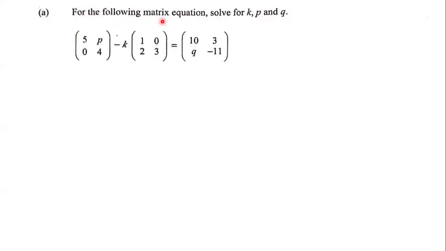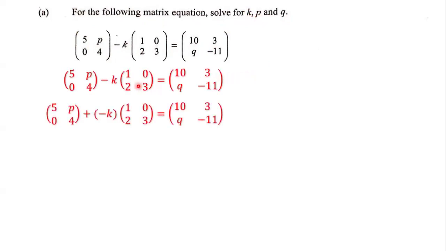For the following matrix equation, solve for K, P, and Q. So here we have this matrix equation, and our goal is to solve for K, P, and Q. Okay, let's do it. The first thing that we're going to do is we notice that this is negative K.